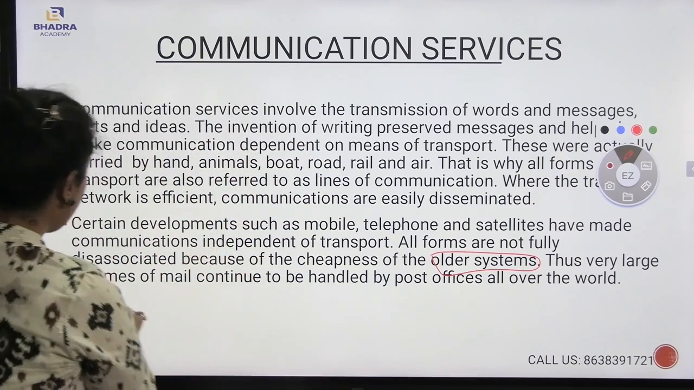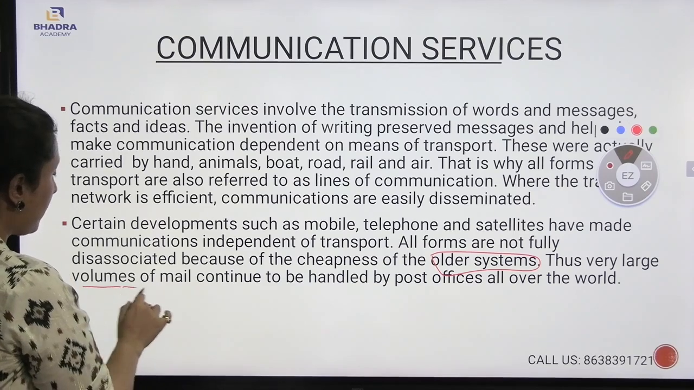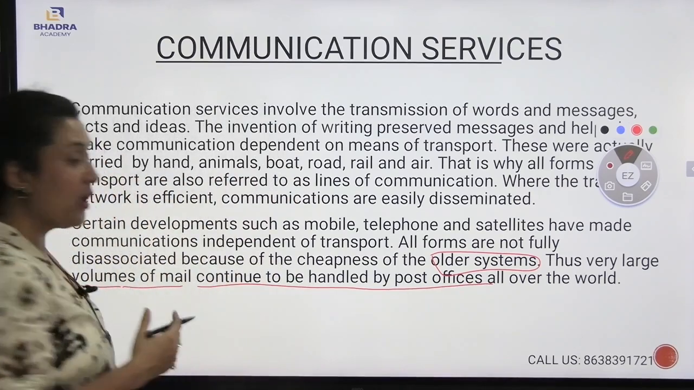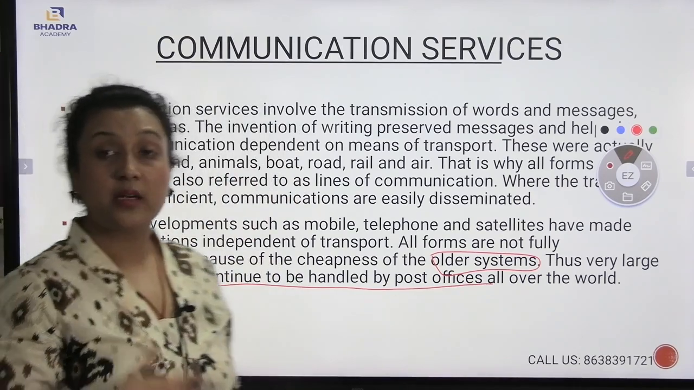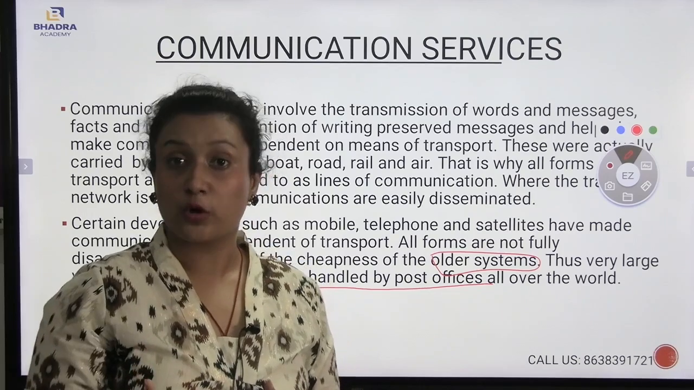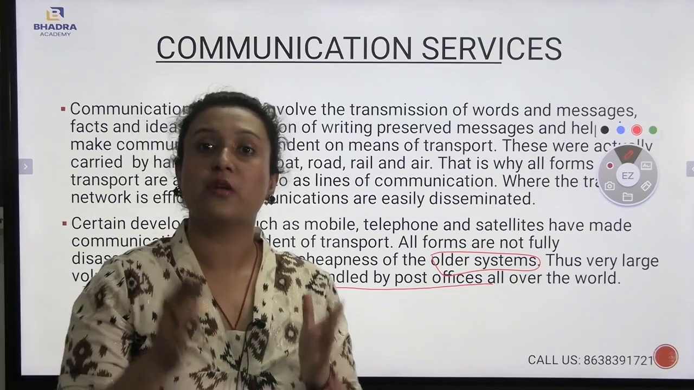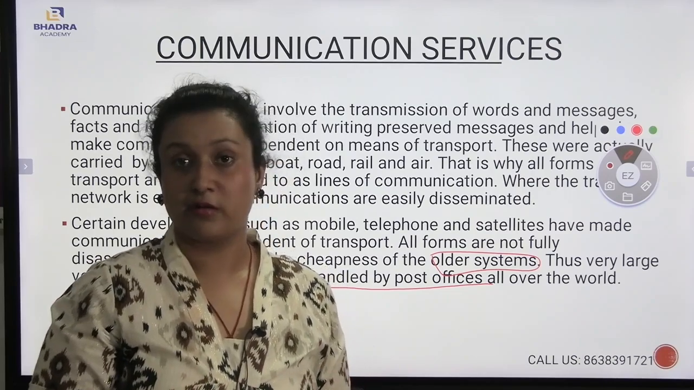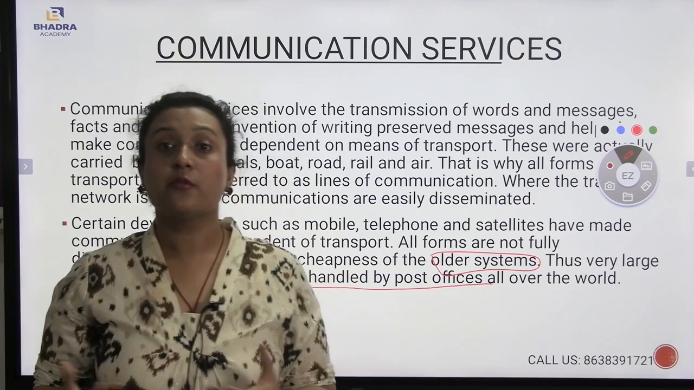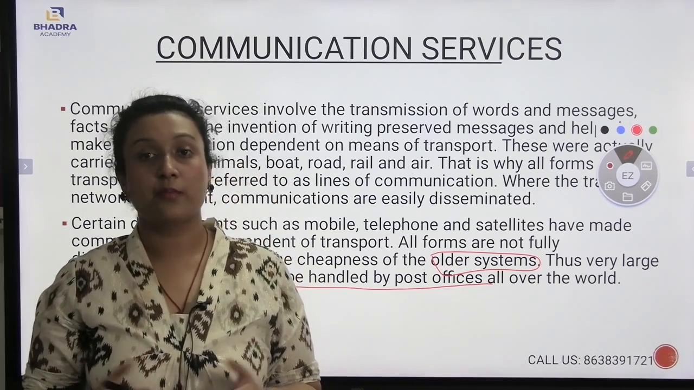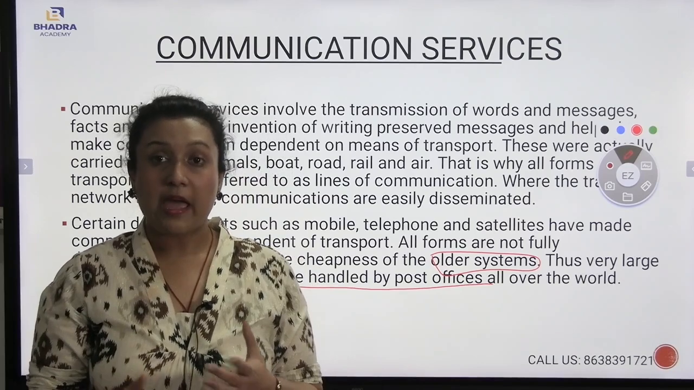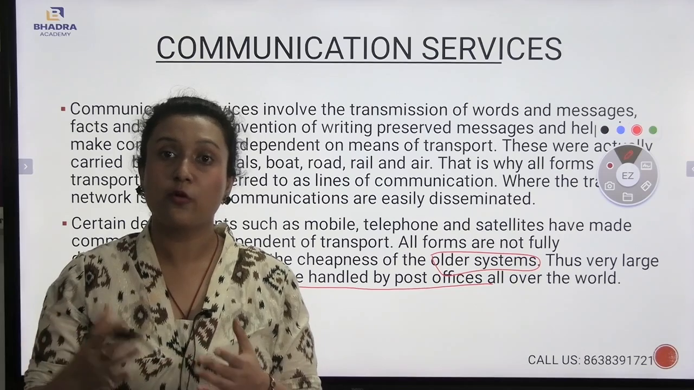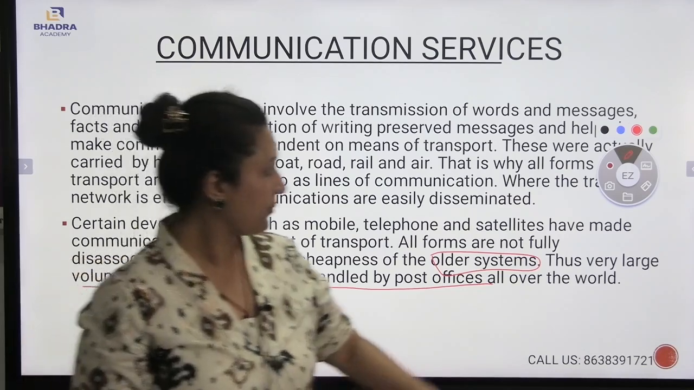Volumes of mail continued to be handled by post offices all over the world. During that time, there were so many volumes of mail that the post office was not able to handle those letters, those postal services. So as a result, after communication came into existence, for example the telephone and the mobile phones, everything has become very efficient. And the post office people were also relieved of the burden.